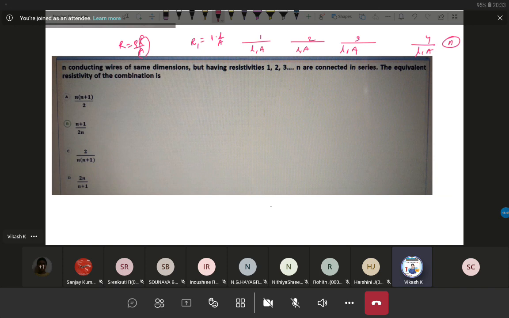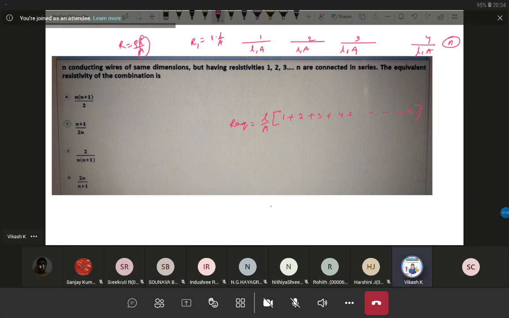So here it is asking the equivalent resistivity of this combination, if you are going to connect it in the series combination. If we connect in series, then R1 plus R2 plus R3 will give what? R equivalent. Right. So R equivalent equal to what can I write, beta? L by A, we can take as a common. Yes or no? And what will we be getting ultimately? 1 plus 2 plus 3 plus 4 plus up to N.